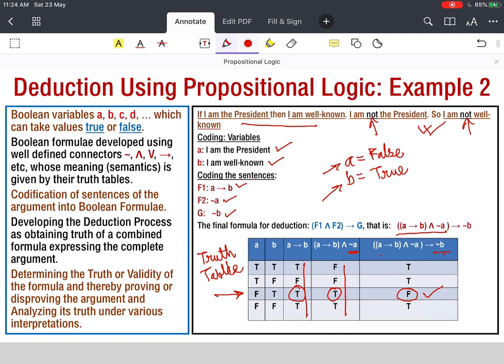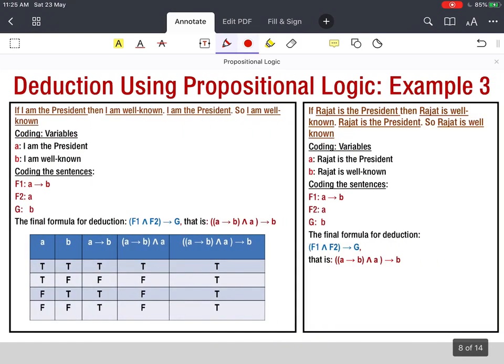As we just said a little while earlier, if I am the president, then I am well known, does not imply if I am not the president, I am not well known. This precise argument clearly comes up here, and we can show that this conclusion, which said I am not well known, is not derivable from the previous case. So now we have two examples which look very similar, and the precise manner by which we will be able to prove whether the deduction is correct or not is through the truth table.